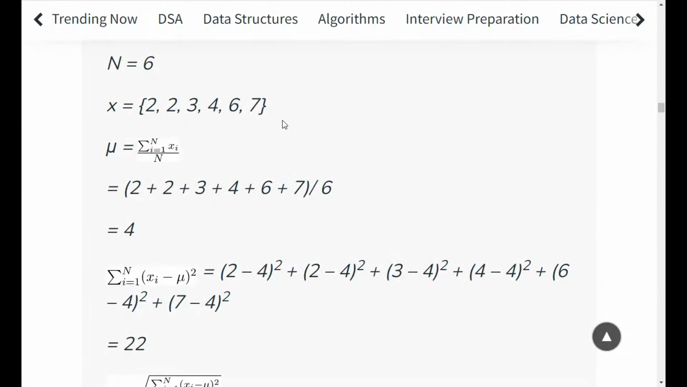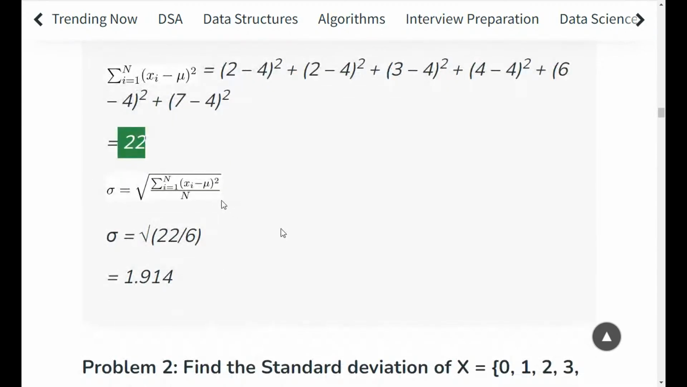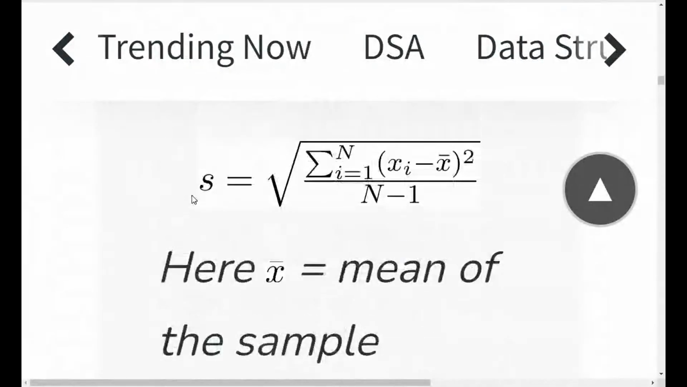We have got 22 as the answer after subtracting and squaring, taking the square of the numbers xi minus mu, where mu is the mean of n values. All right. Then we have 22 as the answer of one part of the calculation, and then the whole formula looks like this.